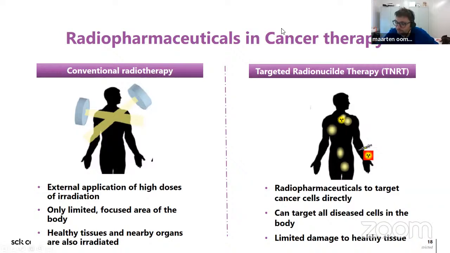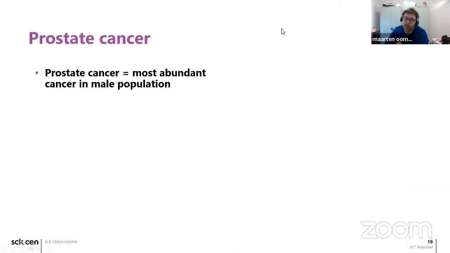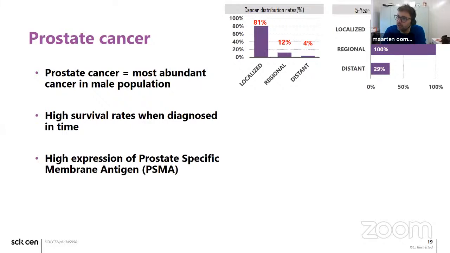One of the major breakthroughs lately in targeted radionuclide therapy has been made in prostate cancer. Prostate cancer is the most abundant cancer in the male population, and it's characterized by very high survival rates, provided that you find it in time. If you find it in a localized stage, the odds of surviving are quite high. Also, if it has not spread too far. But the moment it starts really spreading and you get distant prostate cancer, your survival odds drop drastically.